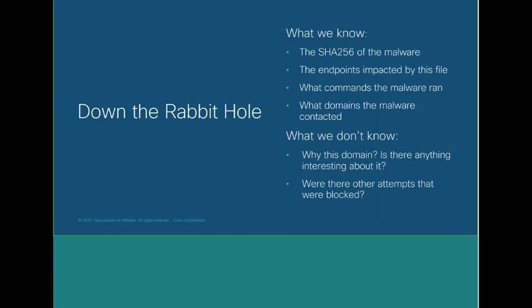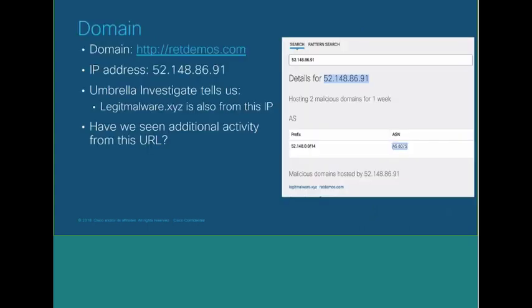We know the hash of the malware. We know the endpoint that was impacted by this file. We know what commands the malware ran. We know what domains the malware contacted. We don't know, is there anything interesting about this domain? Were there any other attempts to contact these domains that may have been blocked by other technologies that were sparked by other file hashes, perhaps? So here's the domain, retdemos.com.